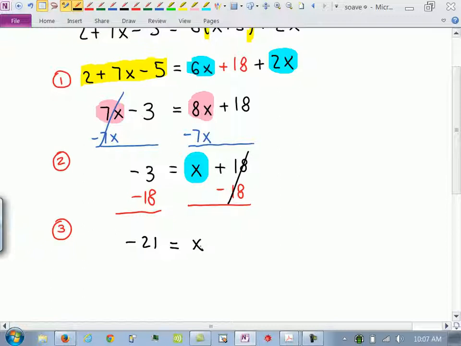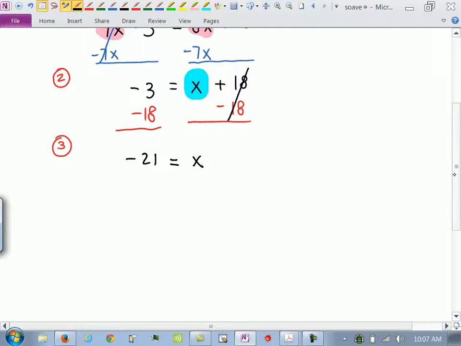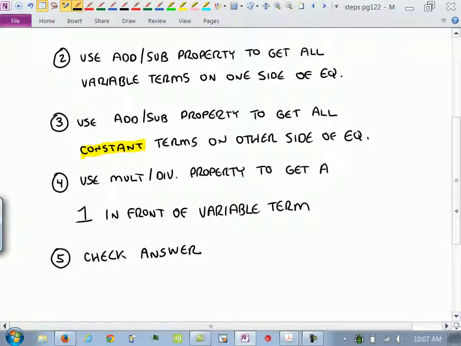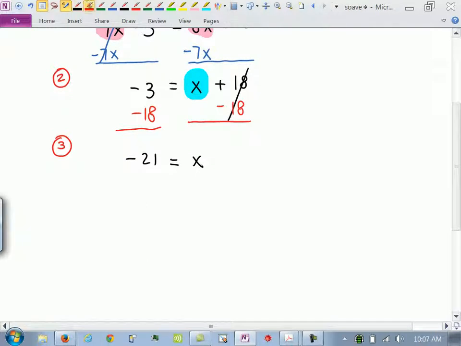So I've done step 3 now, right? I have all my constants on one side, all my variables on the other. Now, we actually are done, aren't we? But let's see if all the steps are complete here. The fourth step is to use the multiplication division property to get a 1 in front of the variable term. Well, I already have a 1, don't I? I have a 1 in front of x. And that's just how nice that problem was. So I'm just going to put a check. 4 is done. The last step, step 5, is to check your answer.